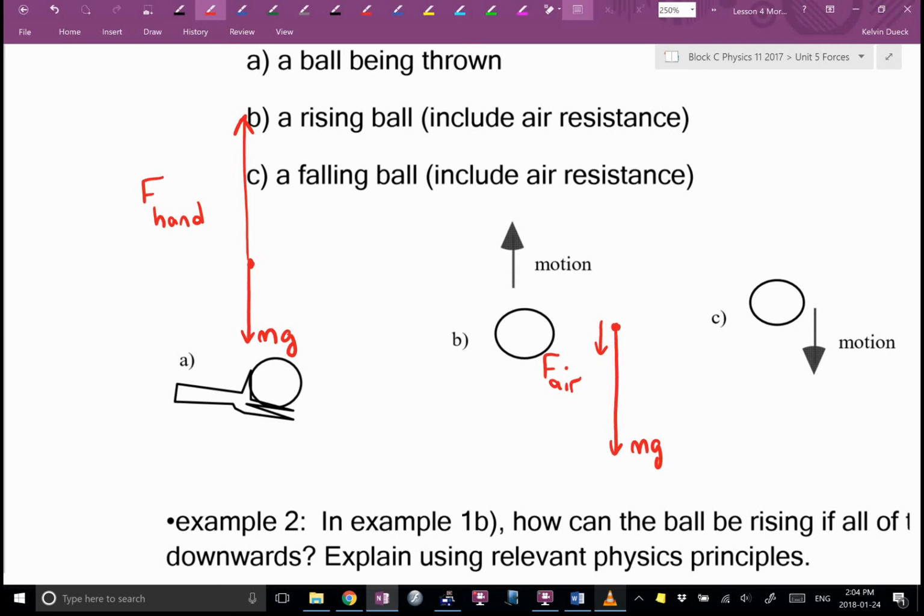How do you know, Mr. Dewick? Patience. Those are the two forces acting in situation B.